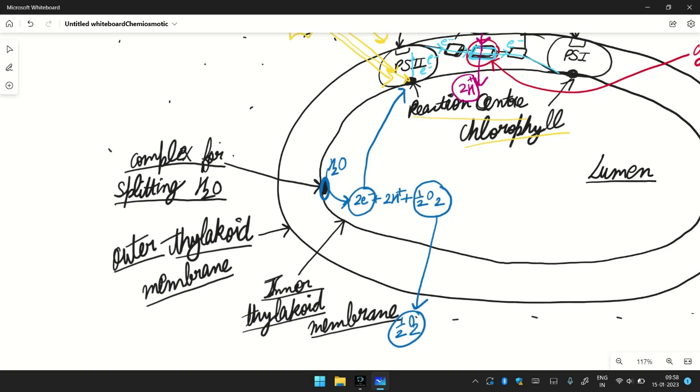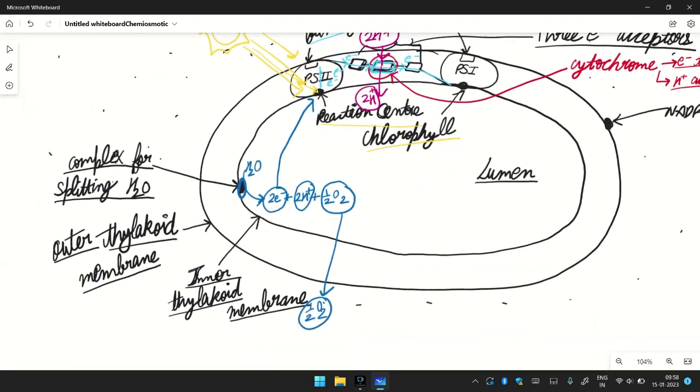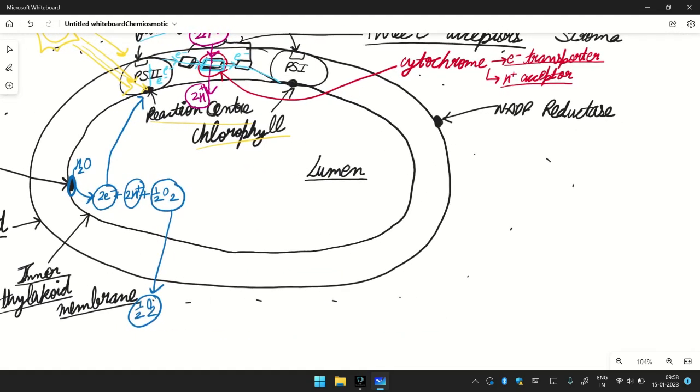Now as we know, here we have a pair of protons produced by the splitting of water, and also a pair of protons have been transported from the stroma to the lumen with the help of the cytochrome. So here we have a high concentration of protons in the lumen and a low concentration in the stroma. Okay, so this is understood. So now let's move there.